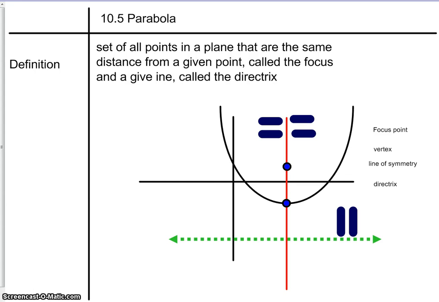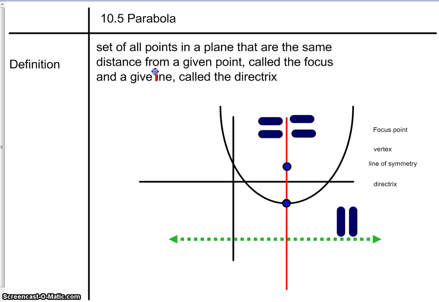All right, so here we go with our final conic, and that's a parabola. I know we've talked about parabolas in Algebra 2, and we've looked at them already this year in terms of graphing. Now we're going to look at them in a little different light. What we're going to look at here is a set of all points in a plane that are the same distance from a given point, called the focus, to a given line, called the directrix.